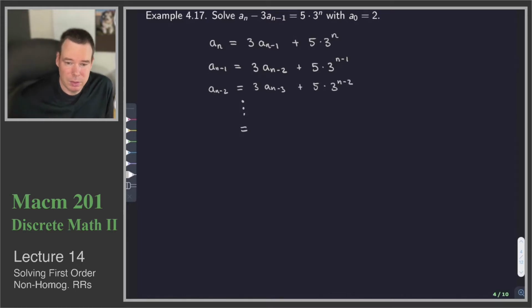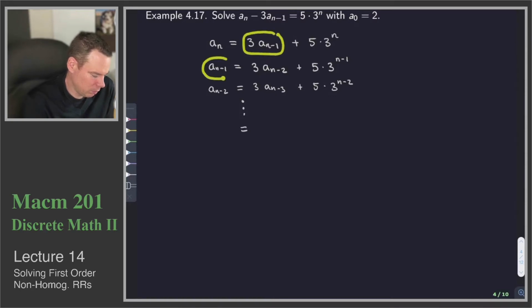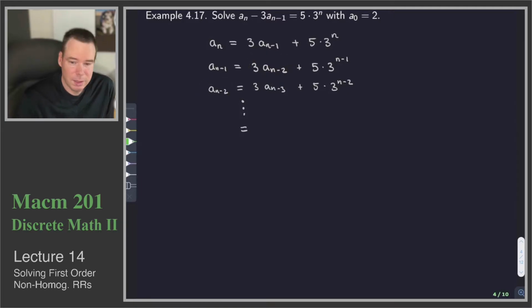Now I'd like to sum these all up. The problem is if I sum them all up, I'm not going to get that nice cancellation I had. The reason is that I have 3 a_{n-1}s on this side, but only one of them over here. And I've got 3 a_{n-2}s on this side, but only one of them here. So instead, what we do is we just scale through the second equation.